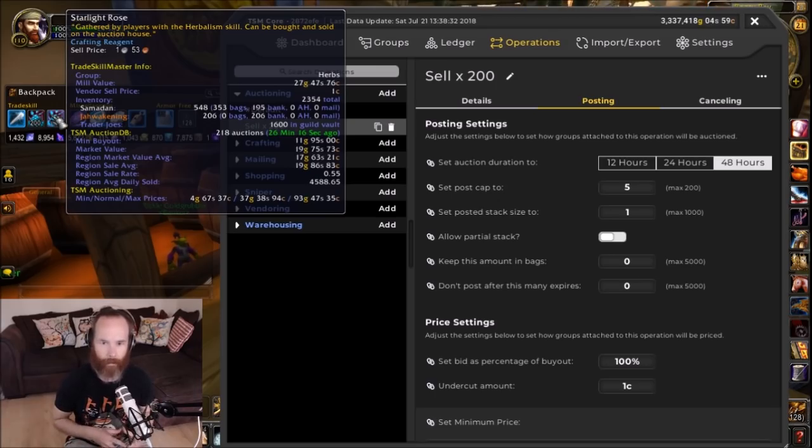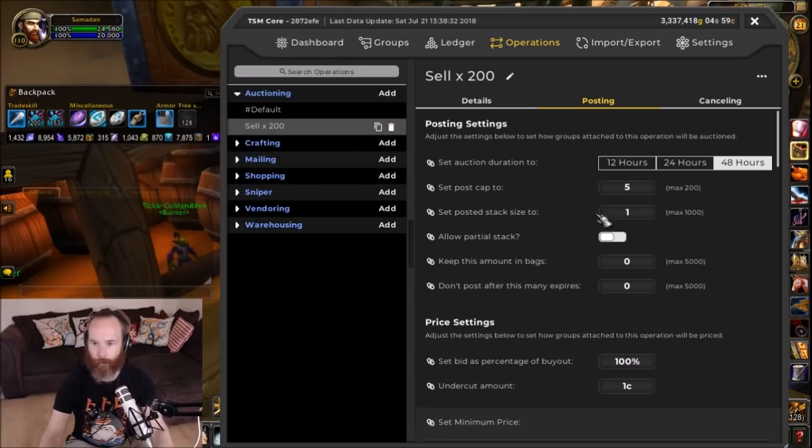Then you've got the sale rate at 0.55, and the average daily sold is absolutely whopping 4,500. So this sells quite frequently, looking at that. And then down there at the bottom you can see the TSM auctioning min, normal, max prices. So this is based on the operation that's currently applied to the Starlight Rose. So the minimum, the lowest amount is 4 gold 67. If there weren't any auctions on at all, it would post it for the normal amount, which is 37 gold 38, and then the highest it would ever post it for would be 93.